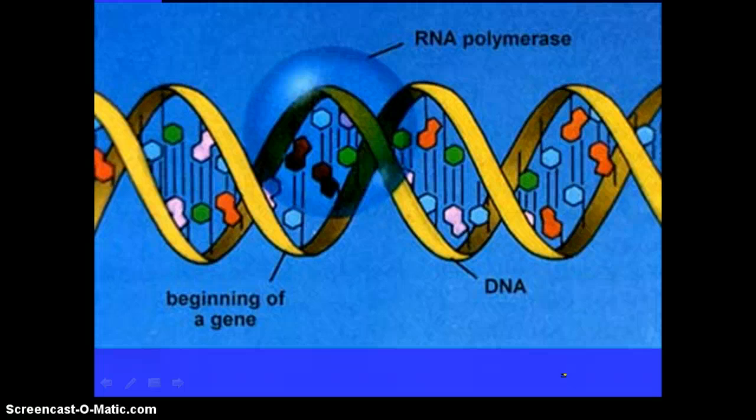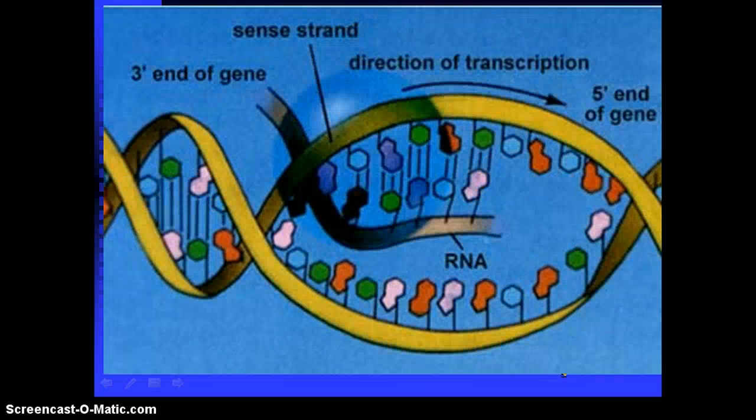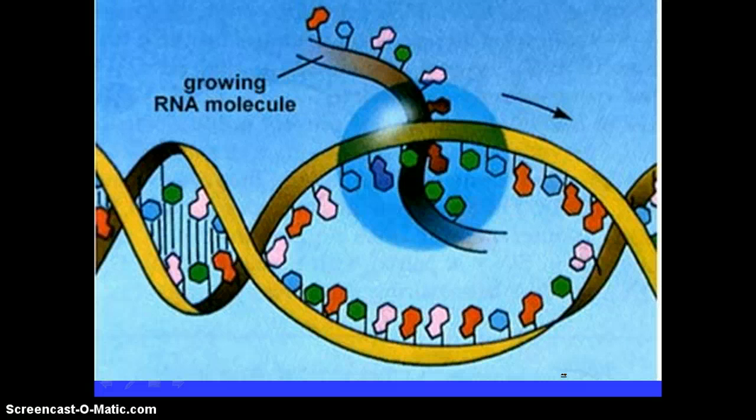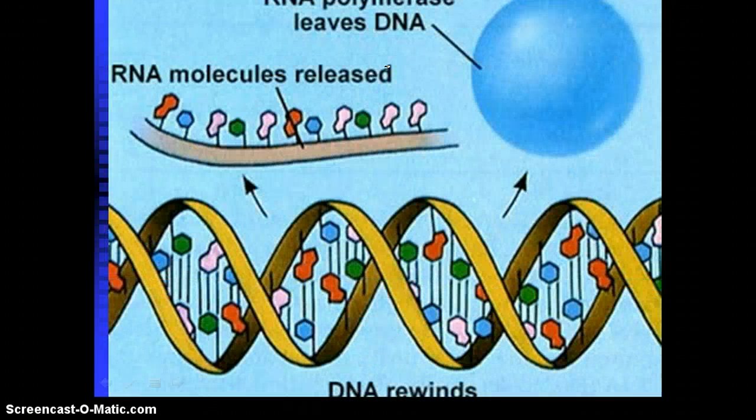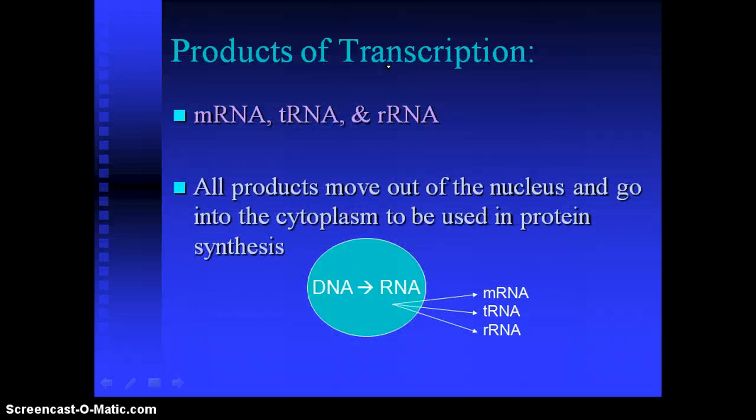Okay, so this is kind of what it looks like. RNA polymerase comes in, starts reading. We have the direction of transcription being shown there. Our growing molecule, this is our messenger RNA here. And RNA polymerase will leave when it hits a termination signal, and then that RNA molecule is released. So our products of transcription are messenger RNA, transfer RNA, and ribosomal RNA.